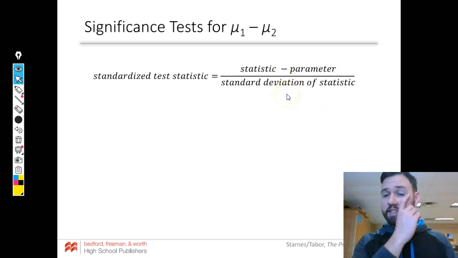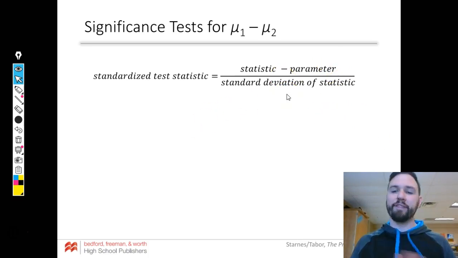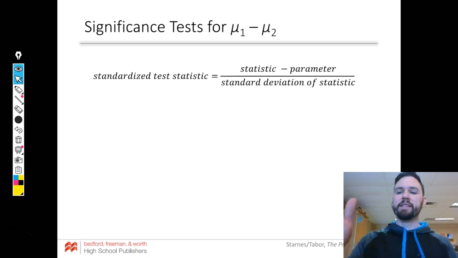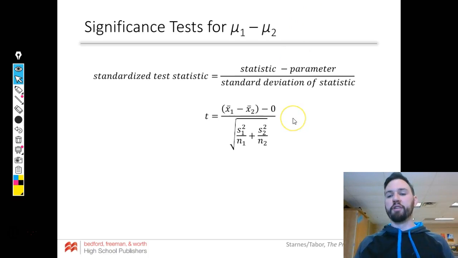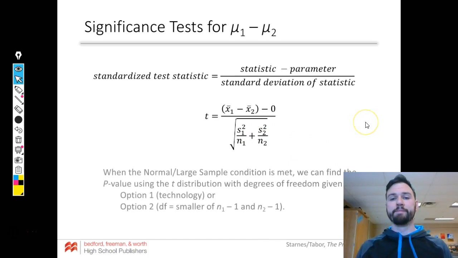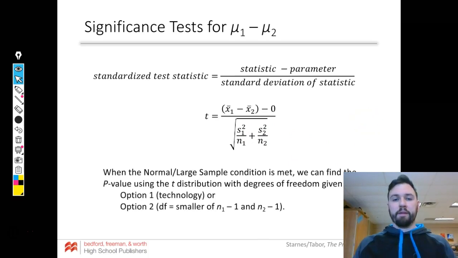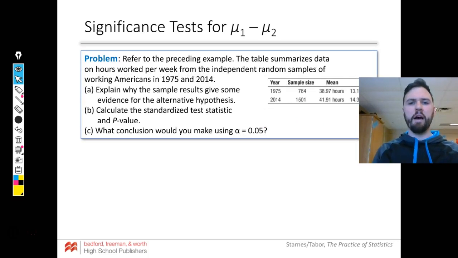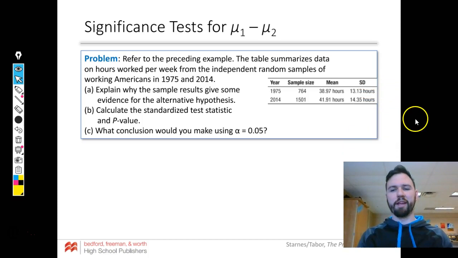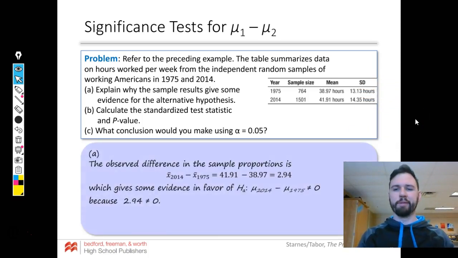All right, so again, standardized test statistic. We still have to find our T. Stat minus parameter over standard deviation, which for this one, it's going to be your difference in means minus 0 over your standard deviation, which we talked about before. And when we do that, again, option 1, use your calculator, okay? Please, please, please, please.